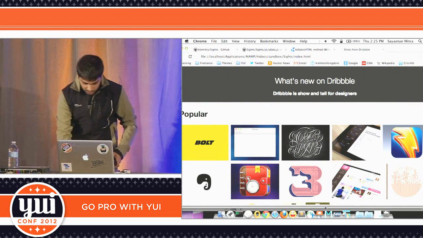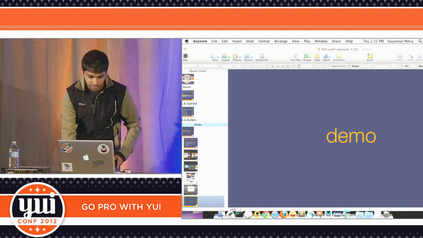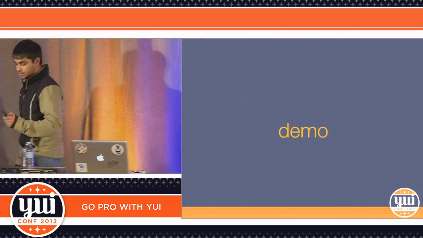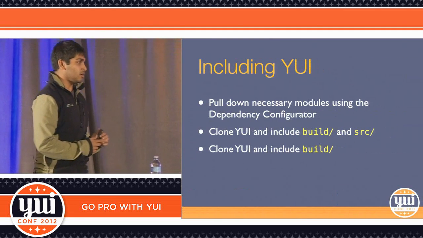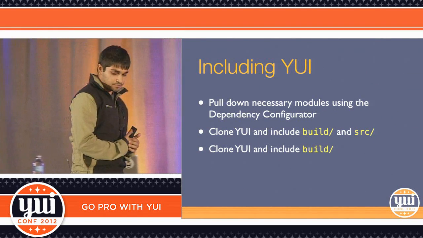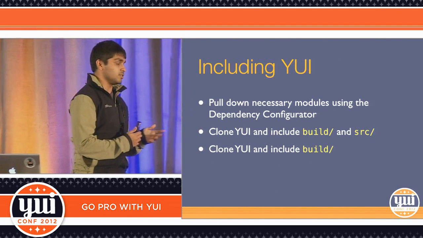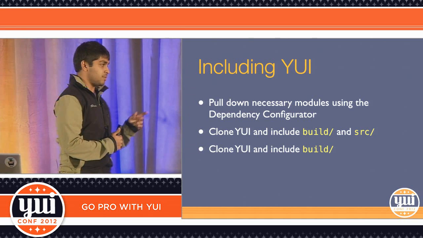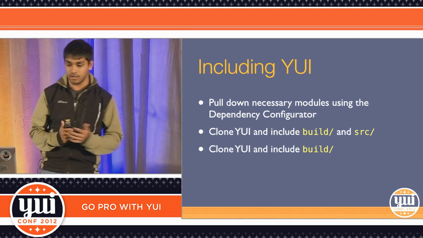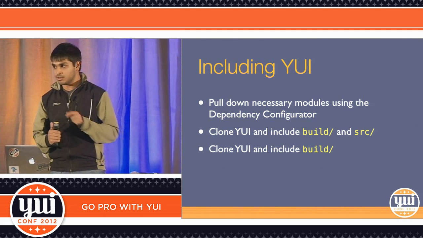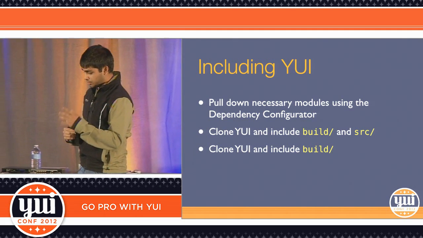So let me go back in here and talk about how to do this. If you want to include YUI in a Win8 app, how do you do that? There are three different ways. One is to use the dependency configurator. If you go to the dependency configurator on YUILibrary.com, you can choose the modules that you're interested in, and you get a bunch of script files.